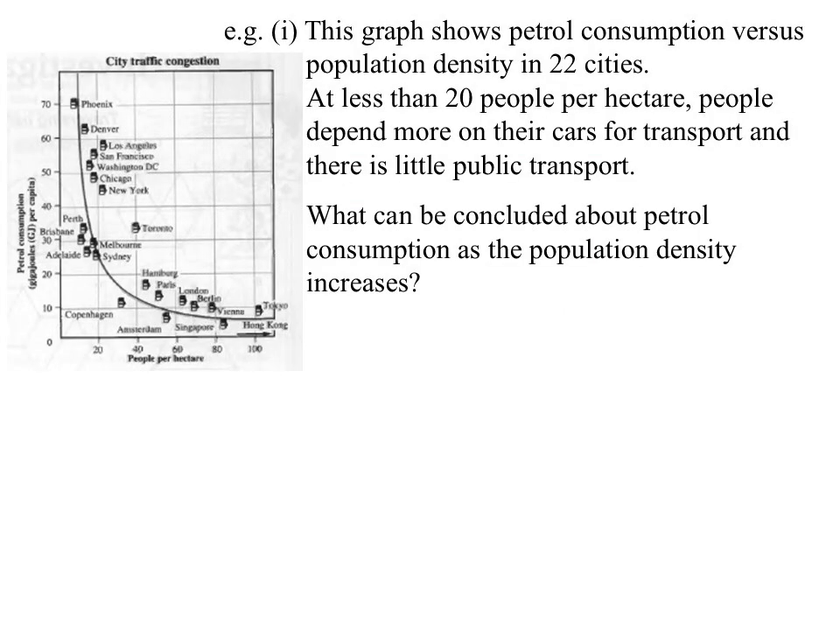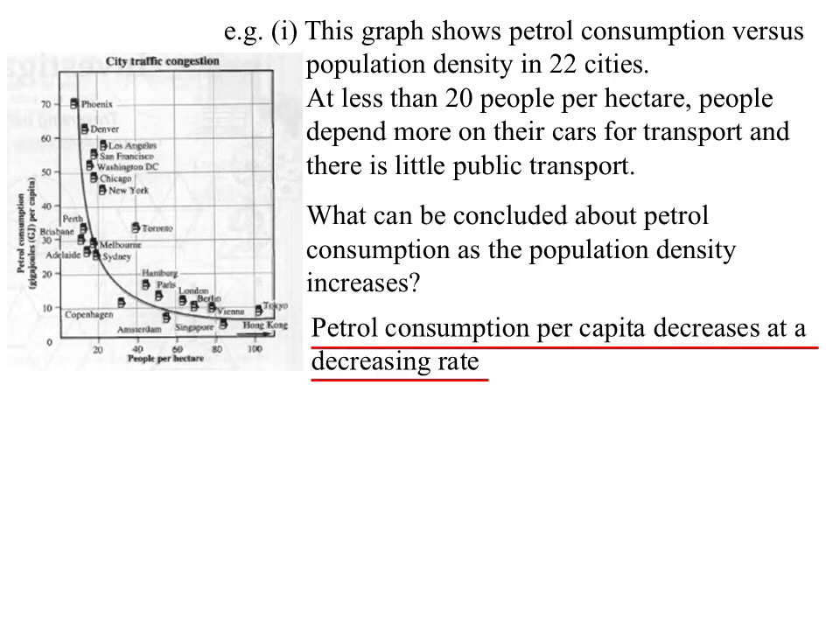A little graph there. Petrol consumption versus population density. And the question simply is, what can be concluded about petrol consumption as the population density increases? Well, if we look at the actual graph, the graph's always decreasing, so velocity is negative, but we're talking about a curve that's concave up. It's positive, they're in opposite directions, therefore petrol consumption is decreasing, but at a decreasing rate.